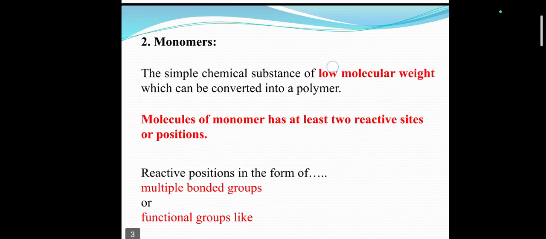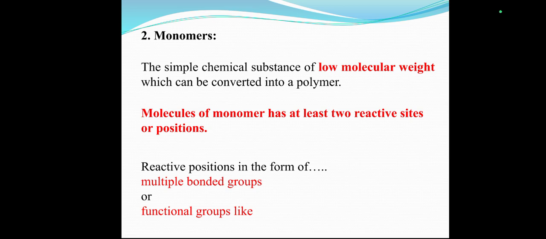Now second important term, monomers. Now monomers means what? Monomer is a simple chemical unit or simple chemical substance. You can say it is a small unit. If the unit is small, then its molecular weight is low, and that small chemical compound molecule you can connect with one another, and by connecting with one another we get a long chain polymer. So a simple chemical substance of low molecular weight which can be converted into polymer.